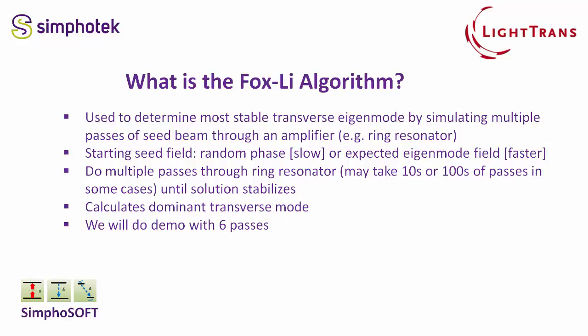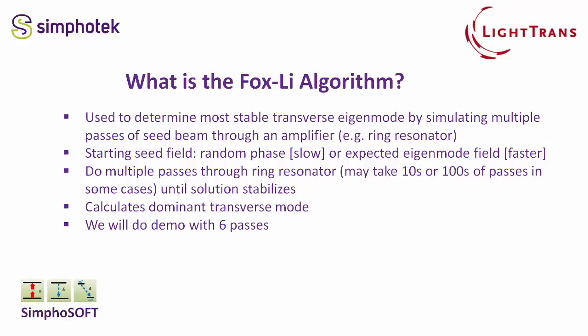Using the Foxley algorithm, you start with a seed beam. In the most general case, you can start with a random phase beam and run that through the system, but that's a slow process. It's going to take many passes through the system to converge to a solution. However, if you think you know the approximate final eigenmode, you can use that as a starting point. For example, we're going to use a Gaussian single mode field as a starting point, and that's much faster because you're closer to the final solution.